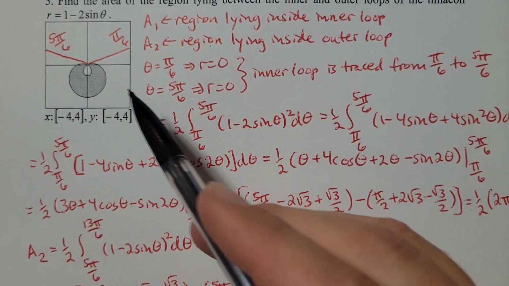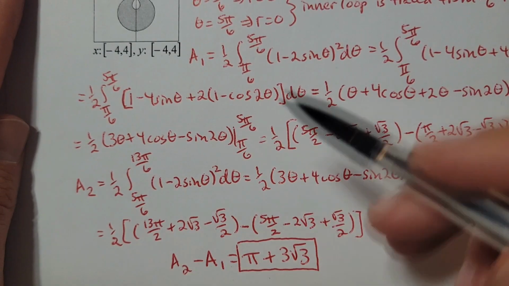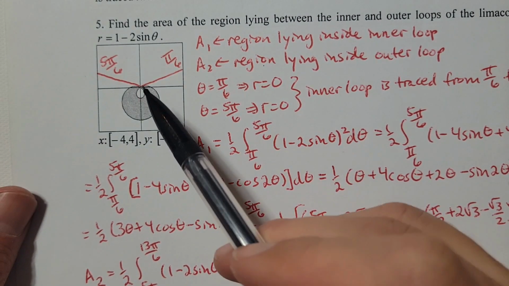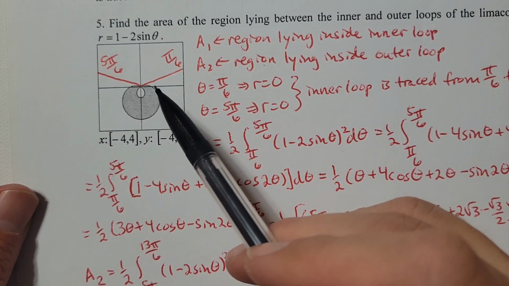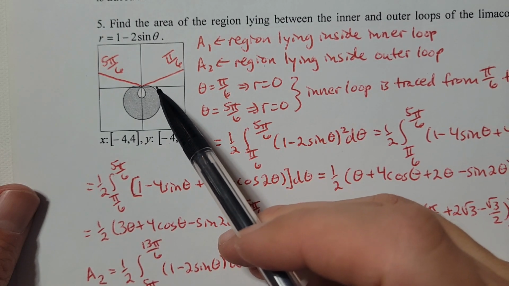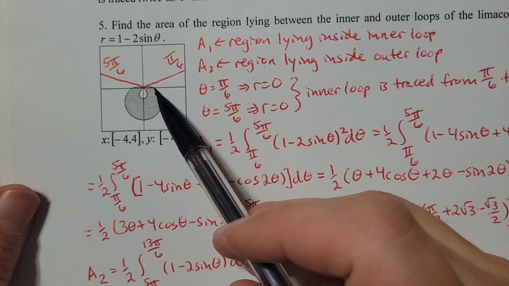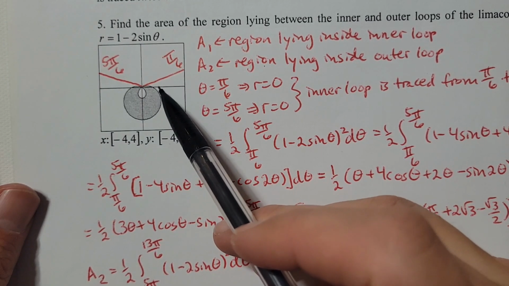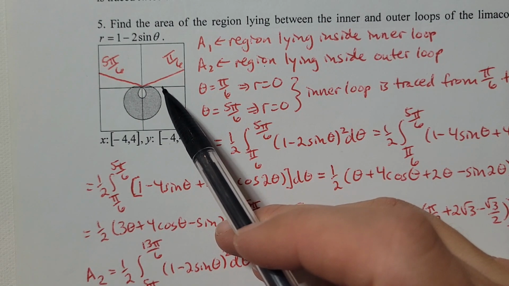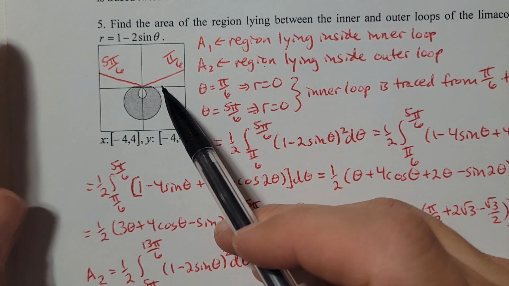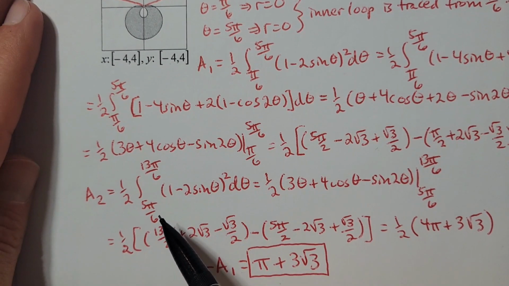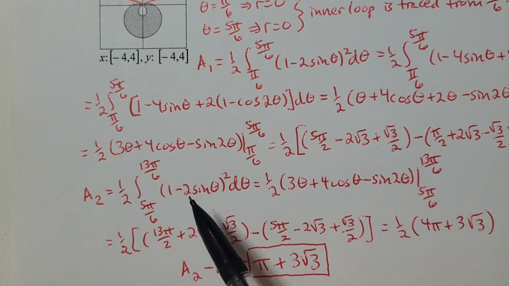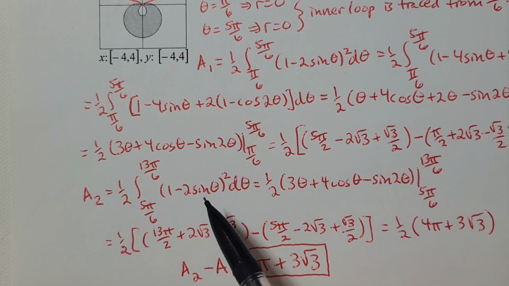the outer loop. Okay? So now I need to start with 5 pi over 6, and I need to trace this around. Now I don't want to end up at 2 pi, right? Because if I end up at 2 pi, I'll be stopping right there, and I wouldn't get the entire area. So 2 pi plus pi over 6, that'd be 13 pi over 6. Okay? So I'm going to go from 5 pi over 6 to 13 pi over 6, integrating this function here.